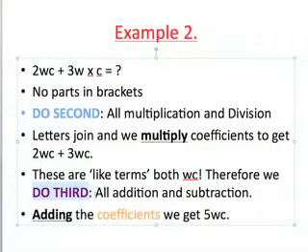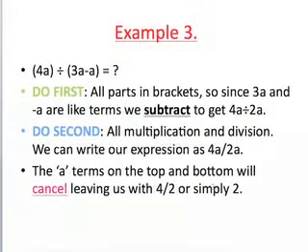Therefore, we do the 3rd step of the order of operations, which is all addition and subtraction. We have an addition sign right here, so we just consider the basic laws of addition, which state that we add the coefficients. So we're just adding 2 here to 3 here because these 2 are like terms, and we get 5WC as our final simplified expression for example 2.